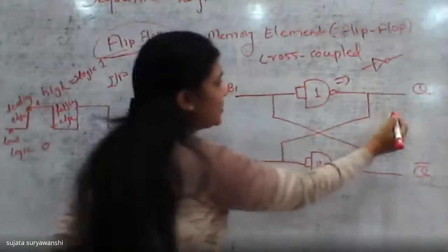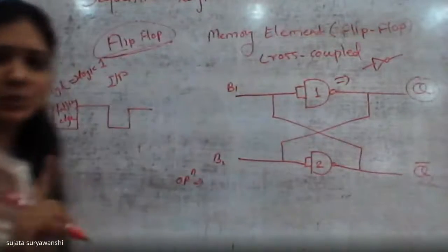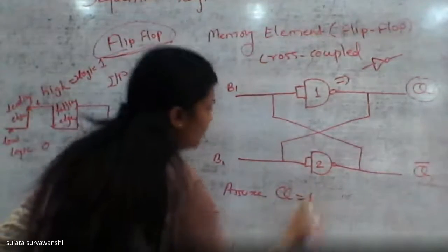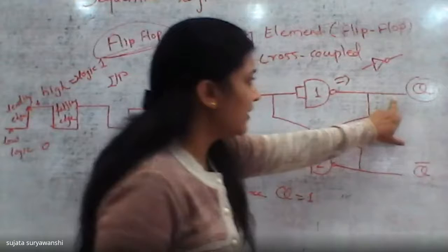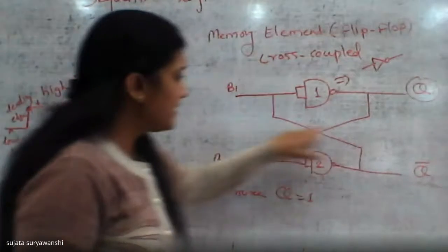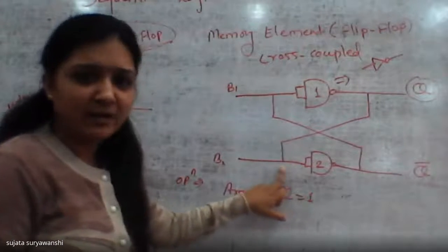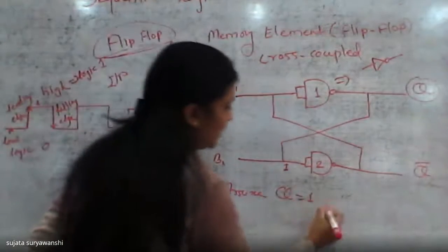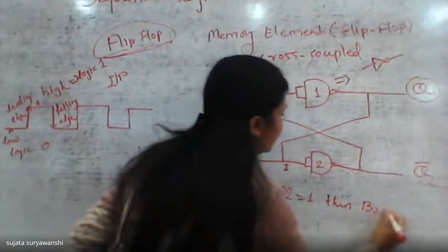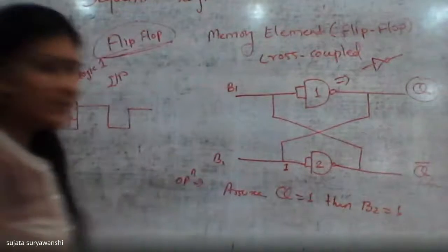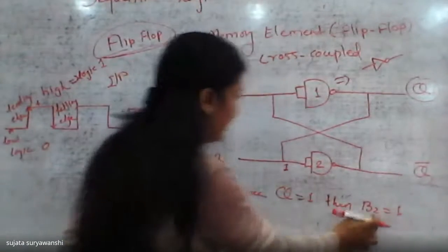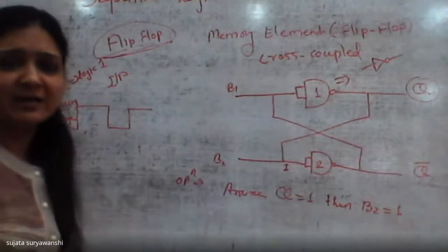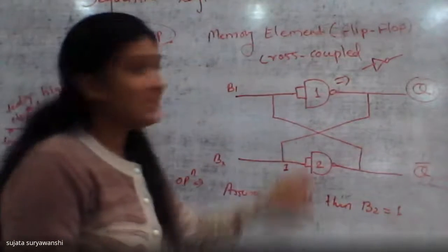Initially, assume Q is equal to 1. If Q is equal to 1, then the output Q is connected to the input of the second NAND gate, so V2 becomes 1. Assume Q is equal to 1, then V2 becomes 1. If V2 is equal to 1, what will be the output of the second NAND gate? Yes, because it will work as a NOT gate.